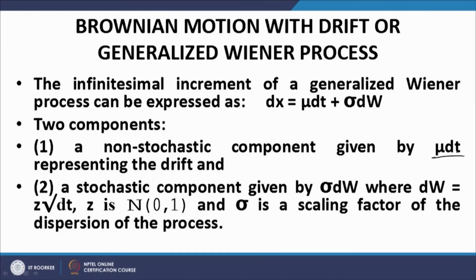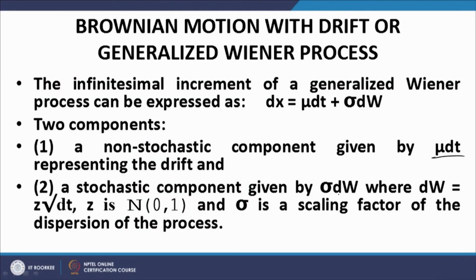So, let me repeat, the generalized Brownian motion consists of two parts, a non-stochastic component given by mu dt, which does not contain any randomness, which is simply capturing a trend or a drift in the process. For example, when we model stock prices, and due to the inflationary trends which have been observed throughout history, we need a factor to incorporate the inflation, that can be done by this particular component.